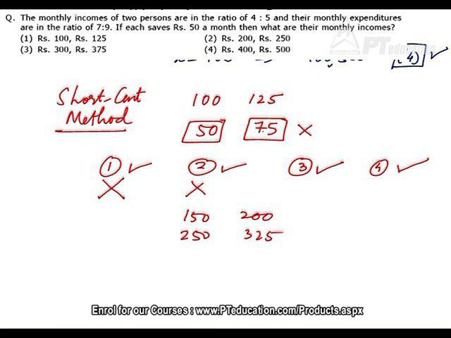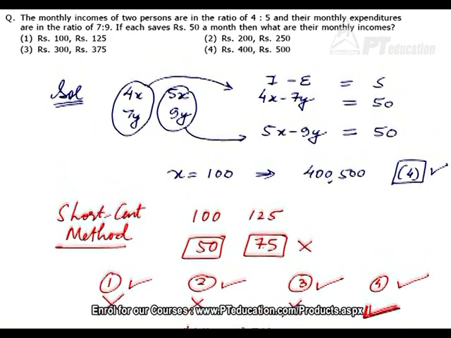If you subtract 50, you get 150, and from 250 it gets 200. So this is 3:4, which is not 7:9. So option 2 is wrong. Option 3 says 300 and 375. Subtract 50, so you get 250 and 325. This is definitely not a ratio 7:9. So option 3 is wrong.